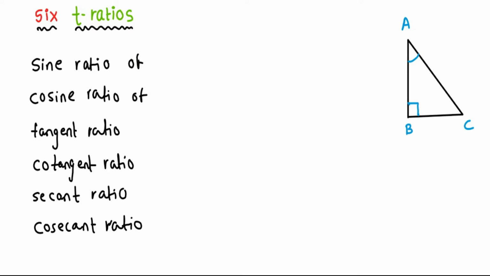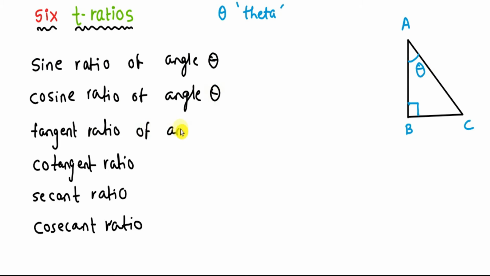Let us now denote this reference angle A as theta. This symbol is known as theta, which is a Greek alphabet, and in trigonometry we generally use theta to denote a reference angle. So we will call it sine ratio of angle theta. It means that sine ratio is with respect to angle theta. So while finding sine ratio, we need to refer to angle theta in the triangle. Cosine ratio of angle theta means it's with respect to angle theta, and so on.